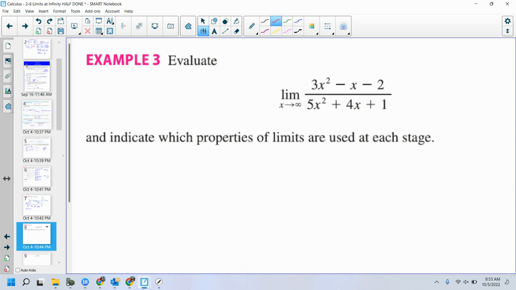If a horizontal asymptote wouldn't occur, well, then you've got your end behavior dance to fall back on. Or if it's just going to keep getting more positive, well, okay, that's a different animal there. Well, take a look at this. I've got 3x squared minus x minus 2 over 5x squared plus 4x plus 1.